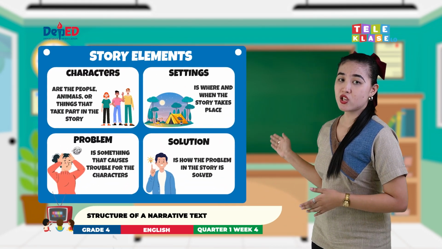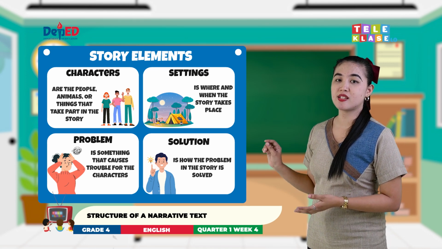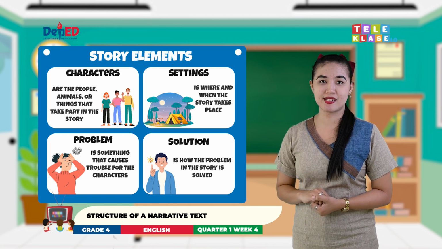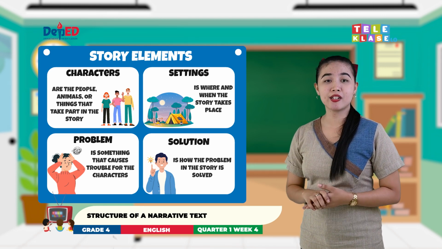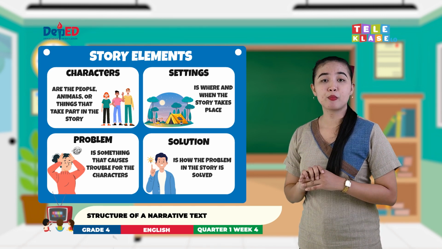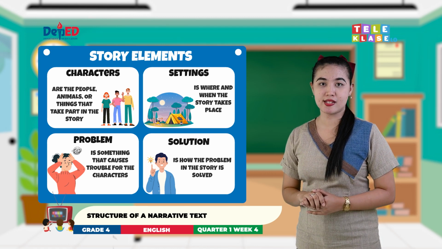Now, this chart will help you understand the story elements, which is the structure of a narrative text. From this chart, you can see that the characters, settings, problem, and solution are the ones that compose the story elements.